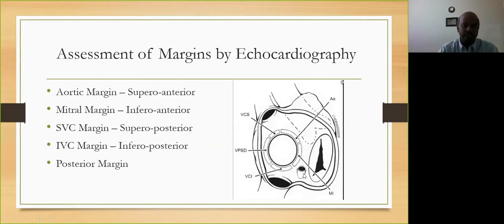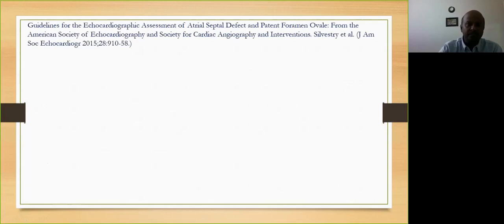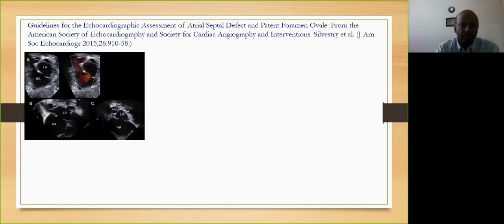So it's important to assess all these 5 margins in great detail to be able to decide on the subsequent management of an ostium secundum ASD. Now, echocardiography plays a great role in diagnosis as well as determination of the type of morphology of the ASD as well as the size and the shunt.